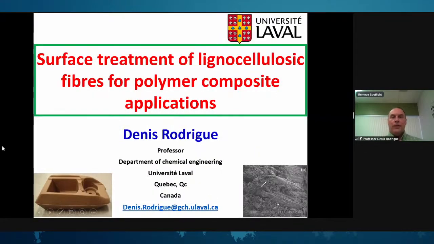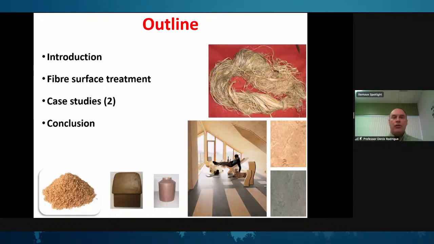Yes. All right, so this morning or this afternoon for you, actually, we will be talking a little bit about how we can improve the properties of natural fiber thermoplastic composites in general, by doing some modification on the surface of the fibers using some specific methods. So the outline of my presentation is I will start with a short introduction, then we'll talk about fiber surface treatment, and I will present two case studies. Due to time limitation, I have to select the most interesting ones at the moment, and we will finish with some conclusions in general.